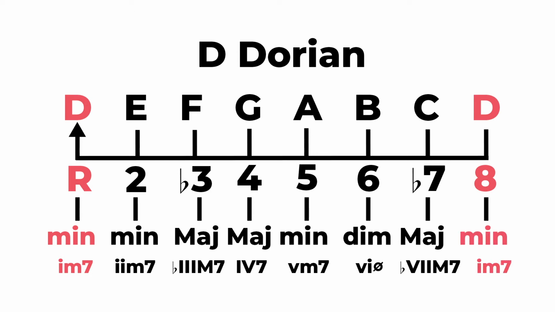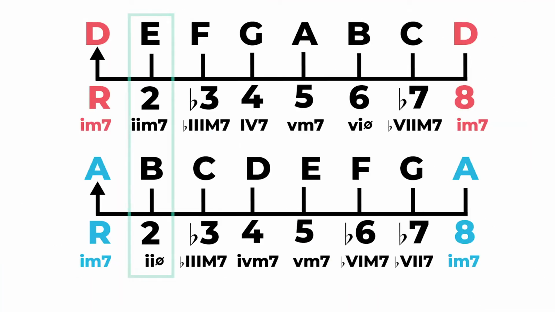Now that you can see the differences between the chords in the natural minor scale and the chords in the Dorian mode, we can make a few useful observations. First of all, our 2 chord is no longer half diminished, it's minor, so the minor 2 chord is a unique feature of the Dorian mode.